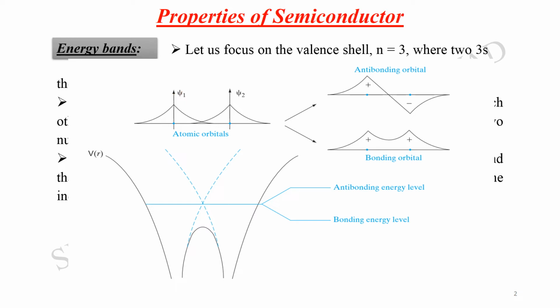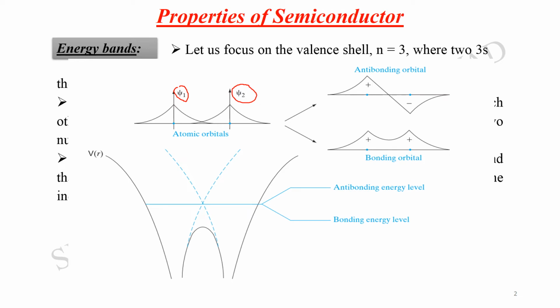Now let's look at this. This is one of the atoms' wave functions, represented with psi1, and the other atom's wave function is represented with psi2. These are the atomic orbitals corresponding to it. If we bring these together, their wave functions start to overlap with each other, and there is the possibility that we can have the anti-bonding state as well as the bonding state forming.